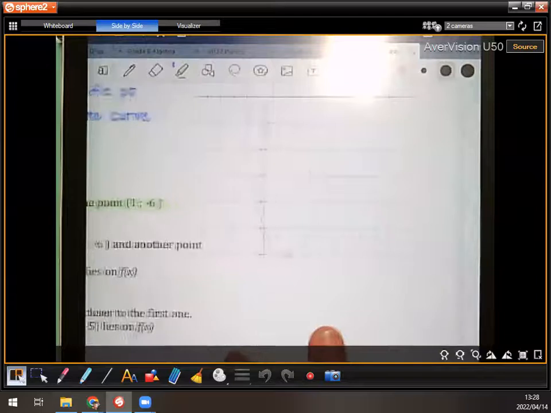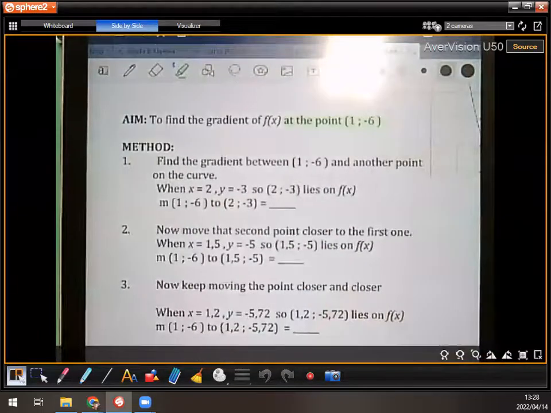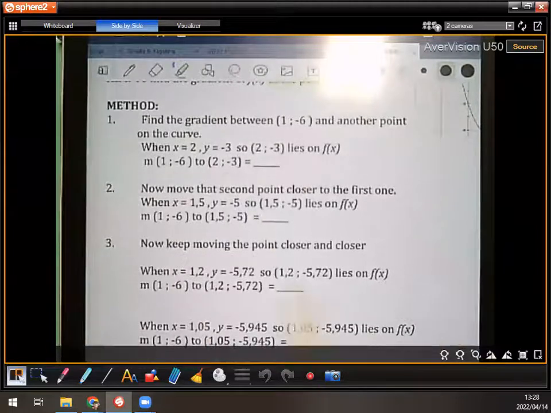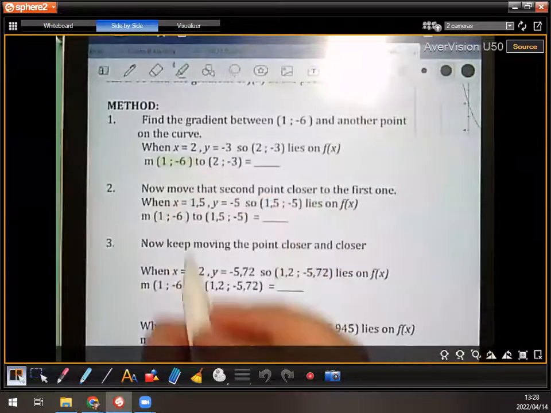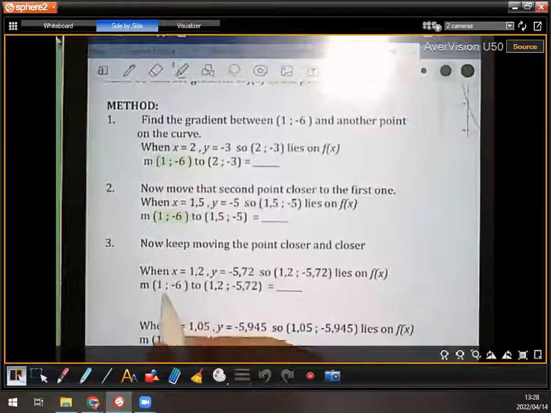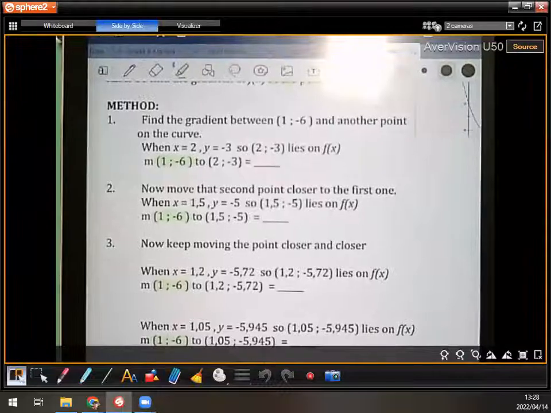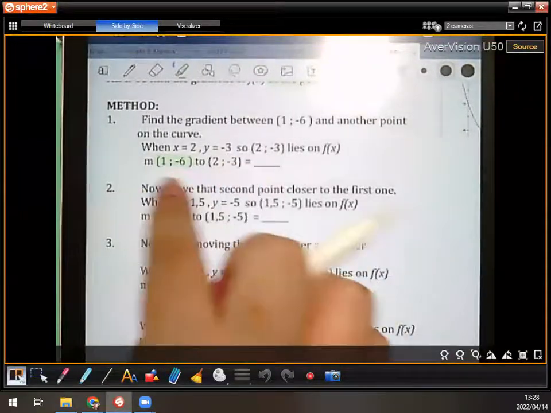So guys, what they have here is the picture. We will look at it just now, but what I want you to do quickly on your own is this: they are giving you different points on this graph. They're giving you (1, -6) each time. We're going to keep working with (1, -6) in each of these calculations, but they want us to calculate the gradient between these 2 points.